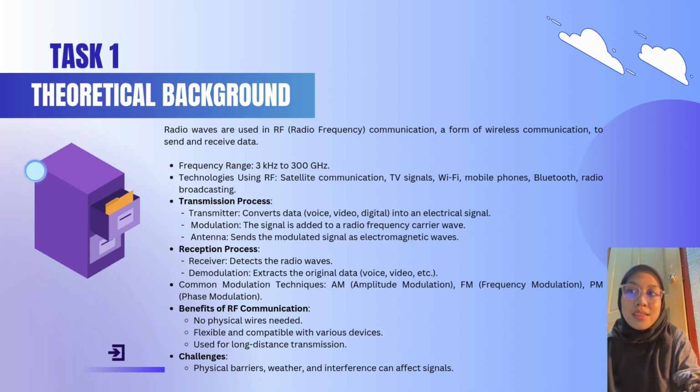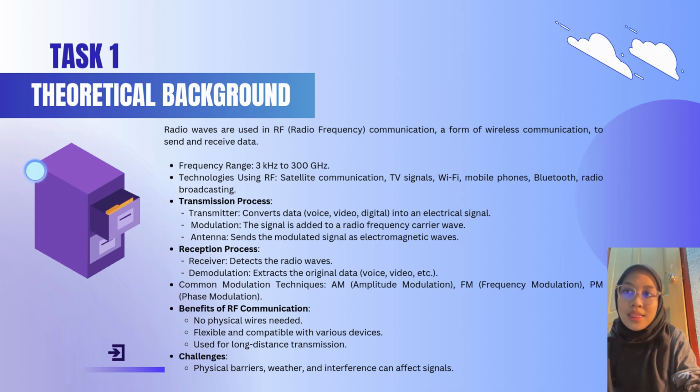Transmission process. Transmitter converts data, voice, video, digital into an electrical signal. Modulation. The signal is added to a radio frequency carrier wave. Antenna sends the modulated signal as an electromagnetic wave. Reception process. Receiver detects the radio wave. Demodulation extracts the original data, voice and video. Common modulation techniques: amplitude modulation, frequency modulation, pulse modulation.